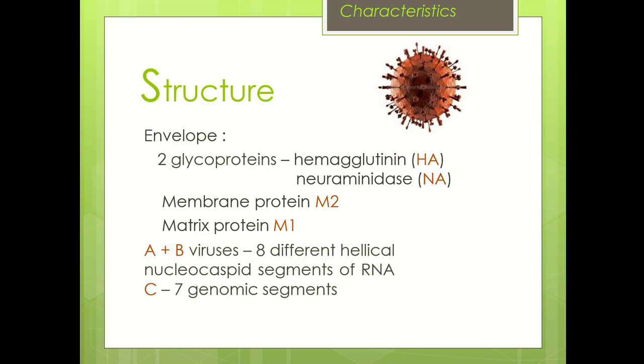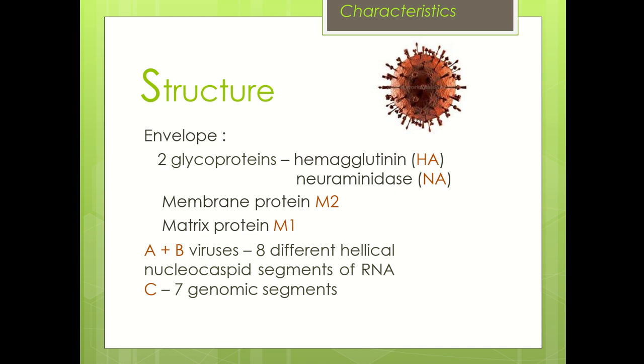The structure contains an outer envelope that contains two glycoproteins: one is hemagglutinin HA and the other neuraminidase NA. Hemagglutinin facilitates clumping of the human RBCs, whereas neuraminidase facilitates the entry of the virus into the host cell. It has a matrix protein M1 and it has membrane proteins also that give its shape.